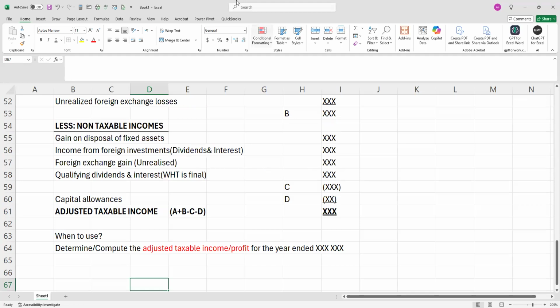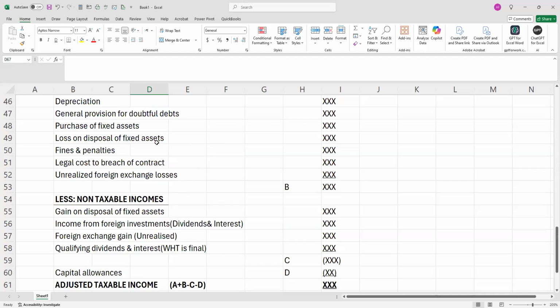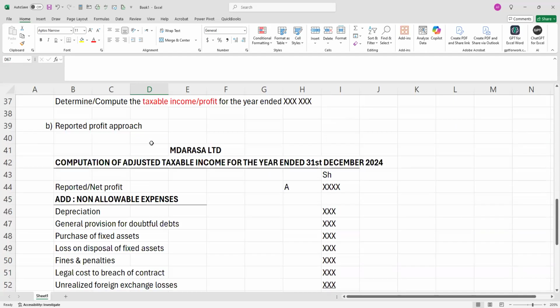This is the most important concept that you should be able to understand. Because all the questions, more so under business income, from now henceforth, will always be a matter of knowing which approach to use. And all these items, allowable and unallowable, taxable and non-taxable, we have already looked at them, making our work even much easier.